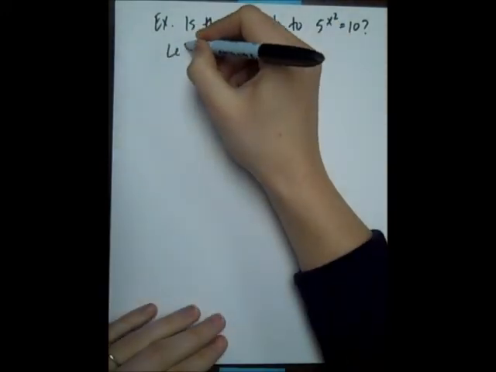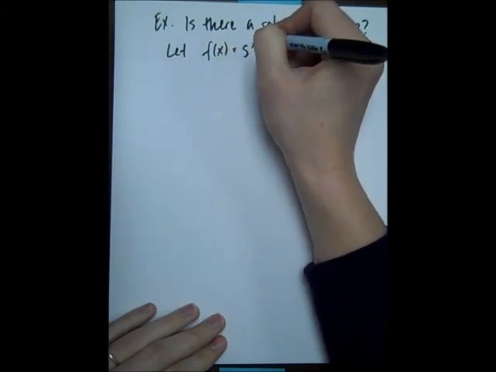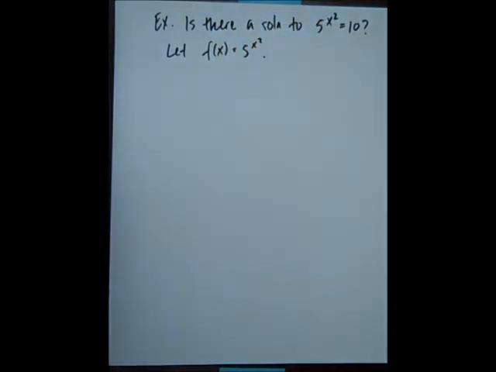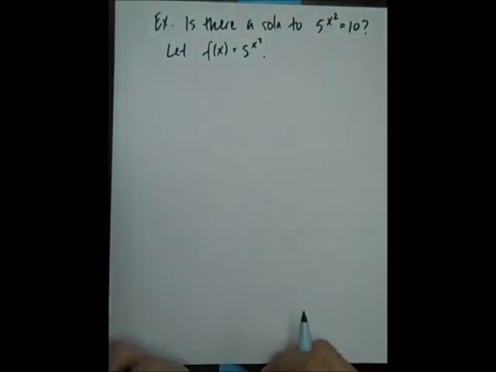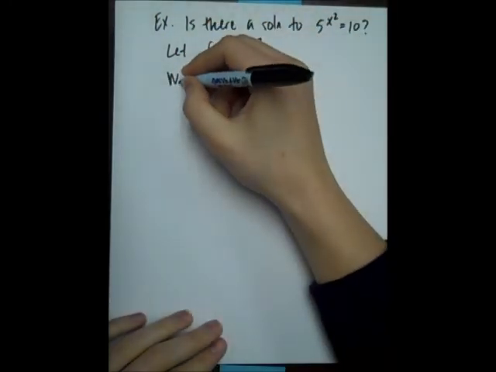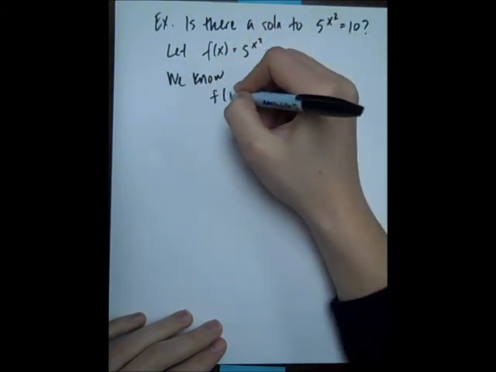Well, let's let f of x equal 5 to the x squared. We know this is continuous. This is an exponential. This is continuous for all x. What else do we know? So we know it's continuous. We know what f of 1 is.